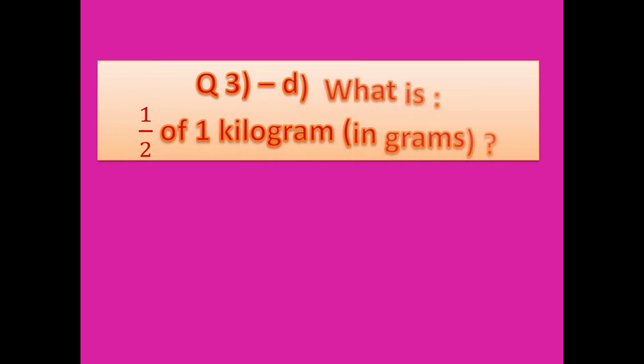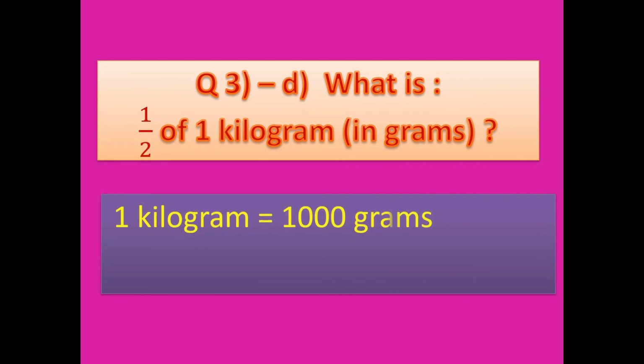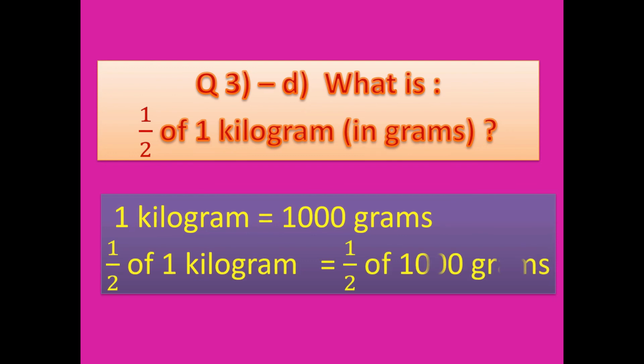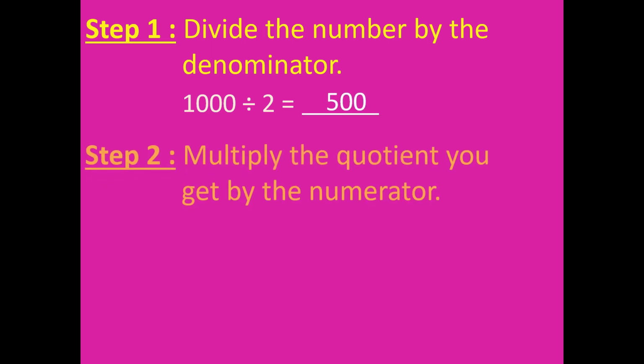Question 3, Part D. What is half of 1 kilogram in grams? 1 kilogram is equal to 1000 grams. Half of 1 kilogram is equal to half of 1000 grams. Let's solve the problem step by step. Step 1. Divide the number by the denominator. Here 1000 is to be divided by 2. The answer is 500.